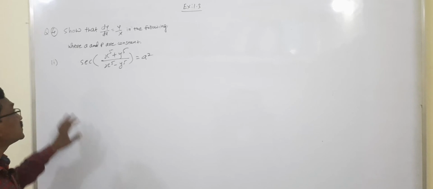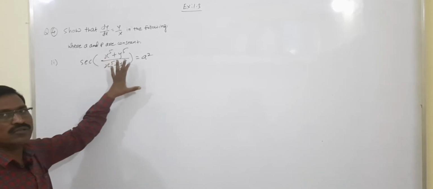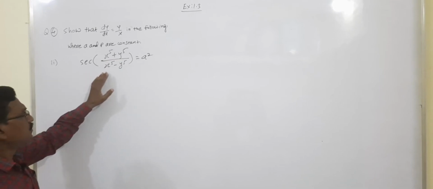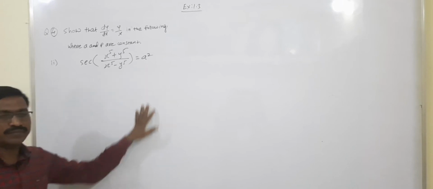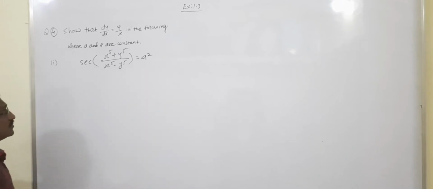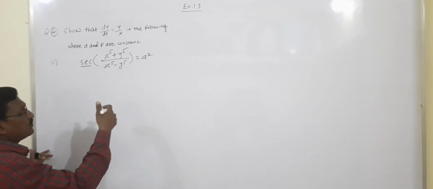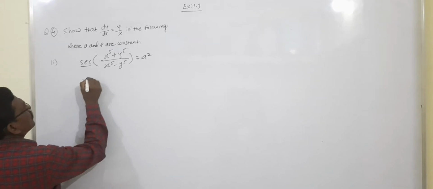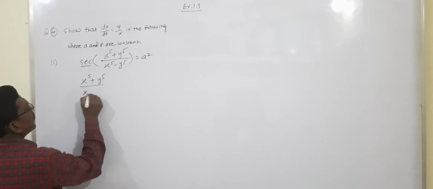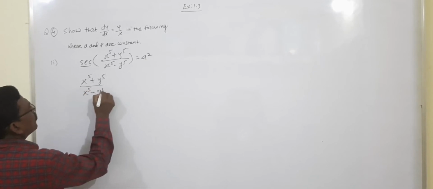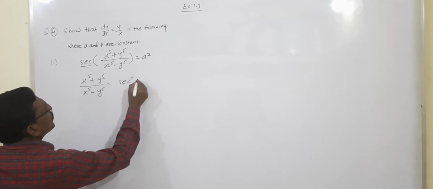Now take this next example. Sec of (x to the power 5 plus y to the power 5 upon x to the power 5 minus y to the power 5) equal to a square. We take this sec to the right hand side, that's why it becomes sec inverse. x raised to power 5 plus y raised to power 5 divided by x to the power 5 minus y to the power 5 is equal to sec inverse of a square.